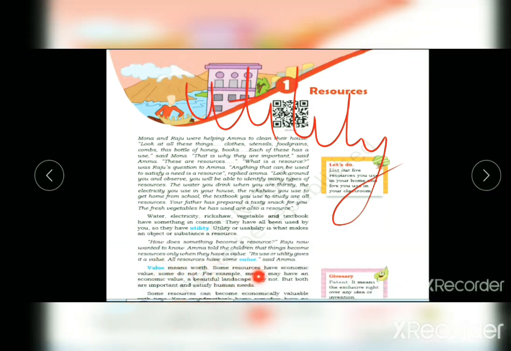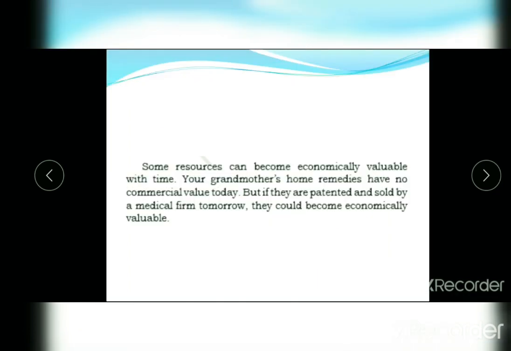Some resources have economic value while some do not. For example, metals may have an economic value. A beautiful landscape may not. But both are important and satisfy human needs. Some resources can become economically valuable with time. So yeah, there are some resources which can become economically valuable by time.